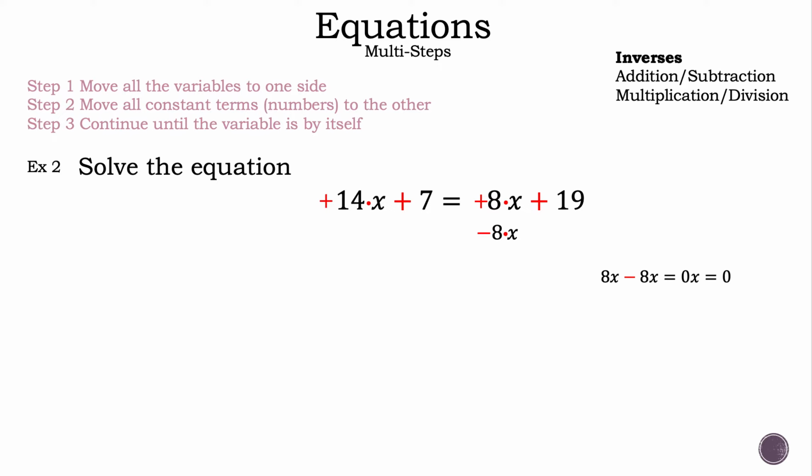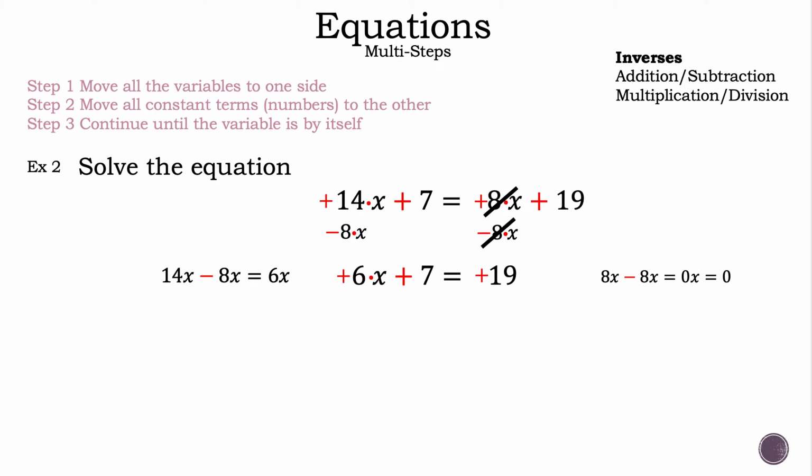So we're going to go ahead and subtract 8x because of that plus sign in front of the 8, and subtraction is the inverse of addition. So 8x minus 8x is equal to 0. So those numbers cancel, and now we need to do it to the left side. 14x minus 8x is equal to 6x. So let's write down what we have so far. We have positive 6 times x plus 7 is equal to positive 19.